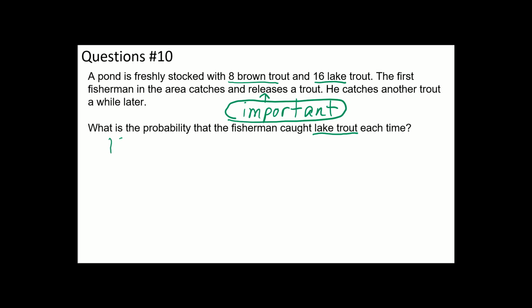So on the first catch, we have a total of 8 plus 16 is 24. And our desired outcome is a lake trout. We've got 16 of those. All right, now he puts it back. The next time, the probability is going to be the same, 16 out of 24. We don't reduce that because he tossed it back.